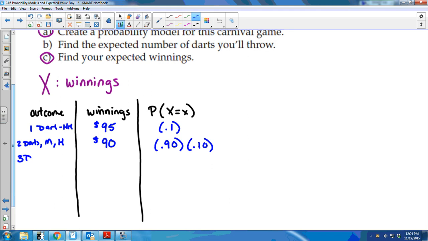You could throw 3 darts, and you could miss the first 2 and then hit 1. So again, you're going to win $100, but you've now paid 15. So you only win 85. You missed the first 2, hit the third. Is that making sense? You could throw 4 darts. You missed the first 3 and hit the 4th. Now you've spent $20. So you only won 80.